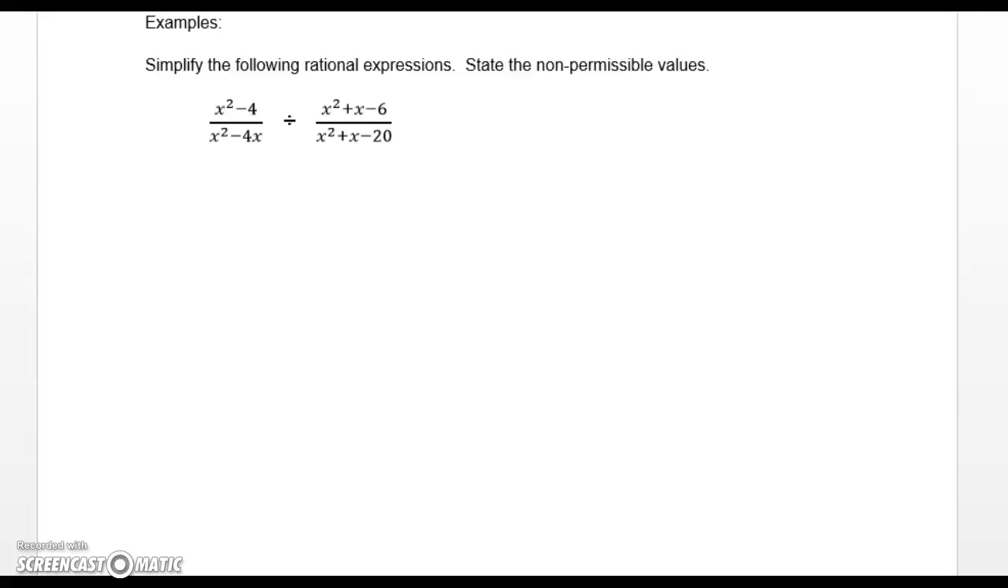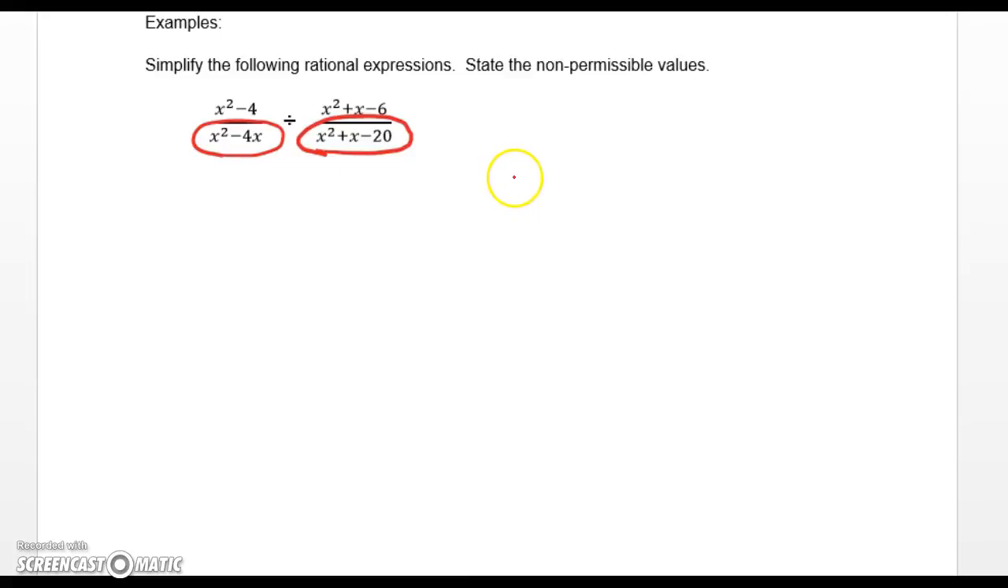So I break it down to its factors. So that way when I get down to actually simplifying the rational expression, I don't have a bunch of work going on at the same time and it gets a little bit overwhelming. So one thing that's really important here is that when we're talking about the non-permissible values of when we're dividing rational expressions, you have to consider everything that could be a denominator at some point. So right now we have this denominator and this denominator.